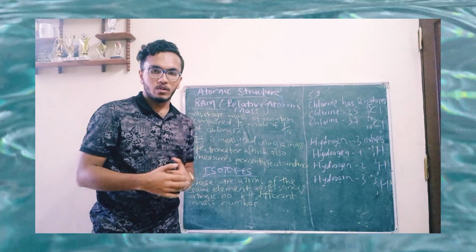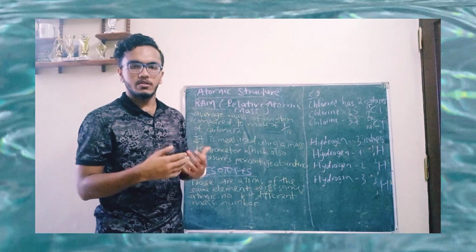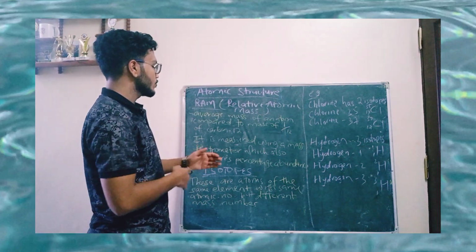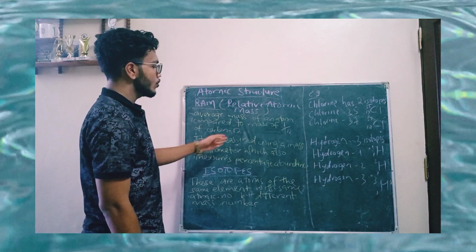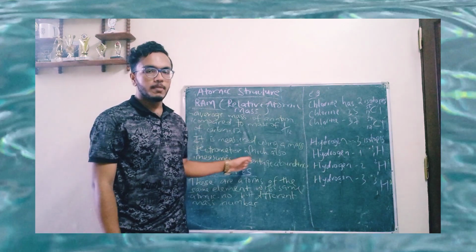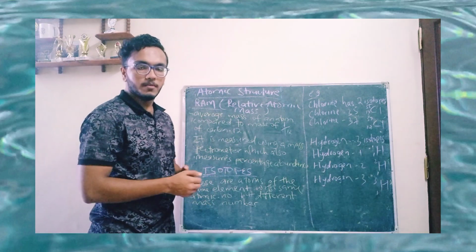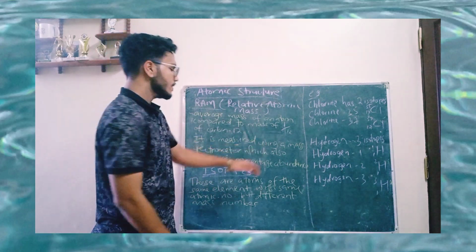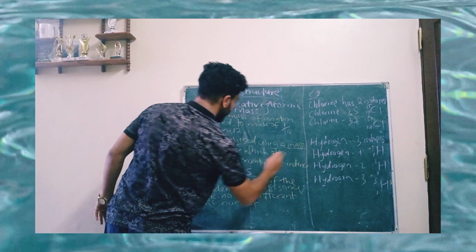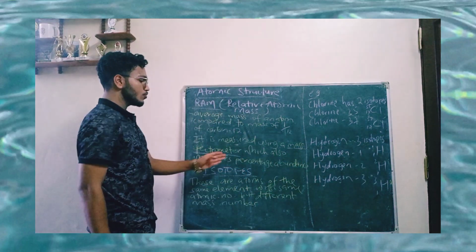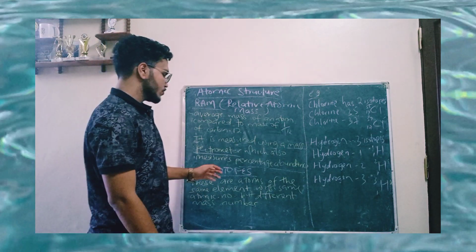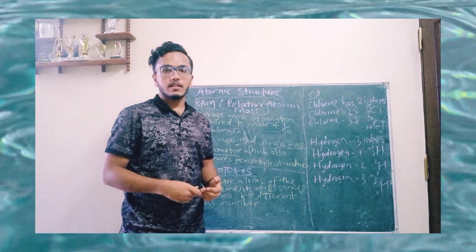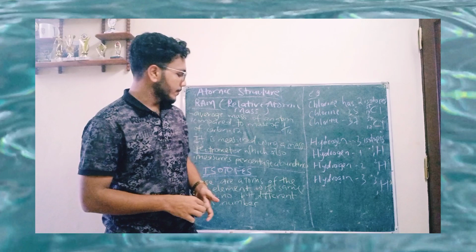Now we won't dwell on the meaning of RAM because it is not tested, but we will go to the calculation. RAM is measured using an instrument called a mass spectrometer, which also measures percentage abundance. What are isotopes? Isotopes are what enable us to calculate RAM.